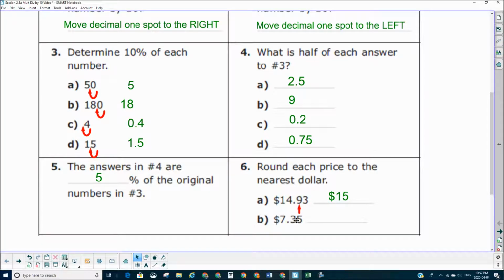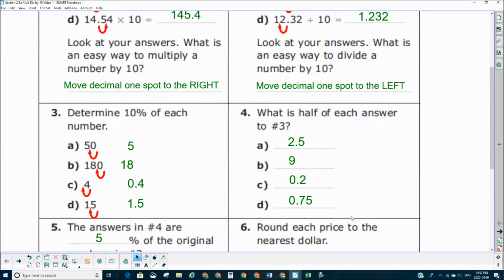What about $7.35? Again, we're going to look at this 3. The 3 is less than 5. The 35 cents is less than 50 cents. So that is going to stay and round down to $7. And I think once we get to these, we'll get some more practice in that rounding.